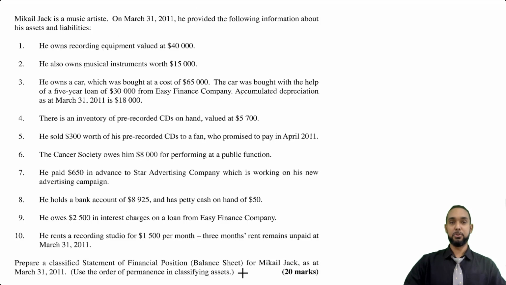Now, what I'm going to do is go through each of those items one by one, discuss them, and put them in the balance sheet as we go along. Now, the fun part is that they've actually given the items to us in the order in which they should appear, right? In order of permanence, right?